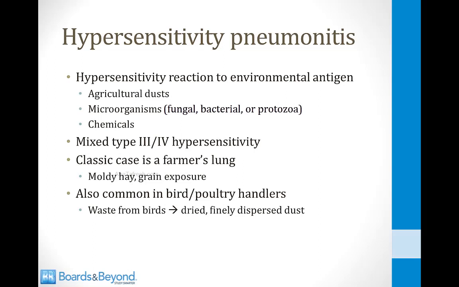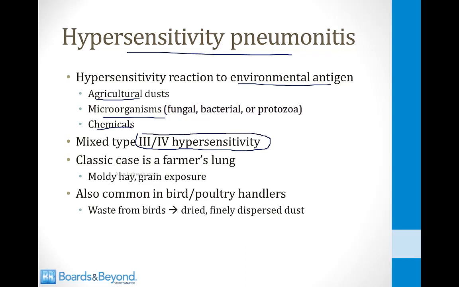And then the final cause of interstitial lung disease I'll talk about is hypersensitivity pneumonitis. So this is basically an allergic reaction involving the lungs. So some type of environmental antigen triggers an immune reaction. This can be caused by agricultural dusts. Some microorganisms, like some fungi, bacteria, or protozoa, can cause this, and some chemicals can cause this. It's a mixed type 3-4 hypersensitivity reaction, so recall that type 3 is an immune complex reaction and type 4 is cell-mediated, and both of those are involved.